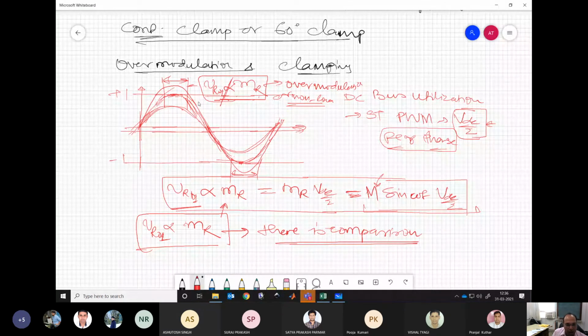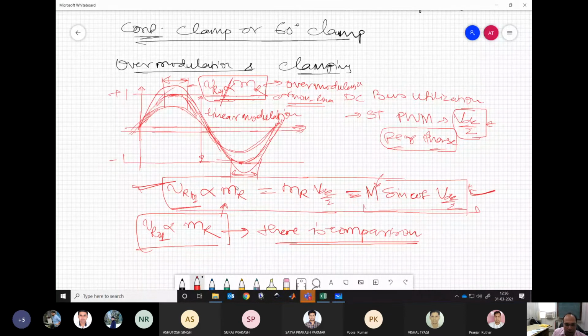Yes, sir. Whereas this complete range within this boundary is called linear modulation zone. Linear modulation zone means this relationship is holding true. Whatever MR you inject, that same VRO1 or proportional VRO1 you will obtain. But if you cross this boundary, this will not be true. So within this linear modulation zone, this is our limit. VDC by 2 is the maximum peak phase voltage what we can have.